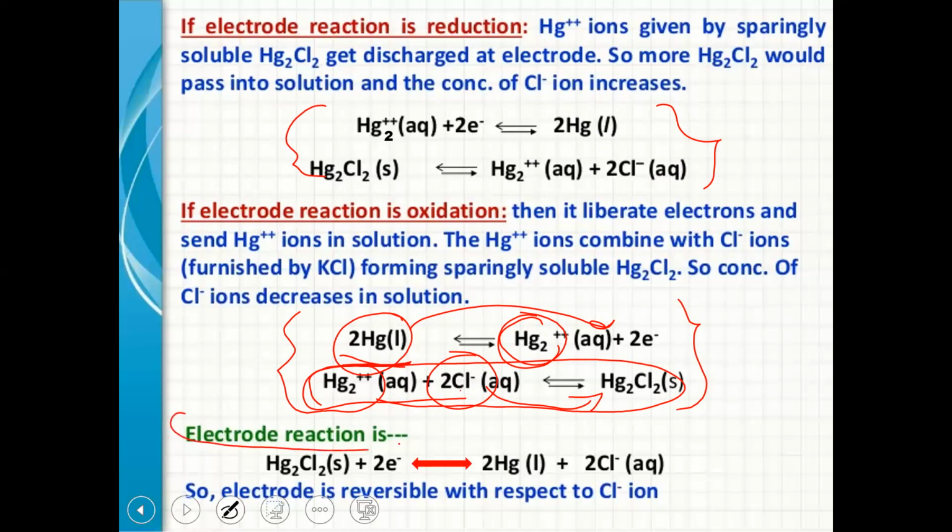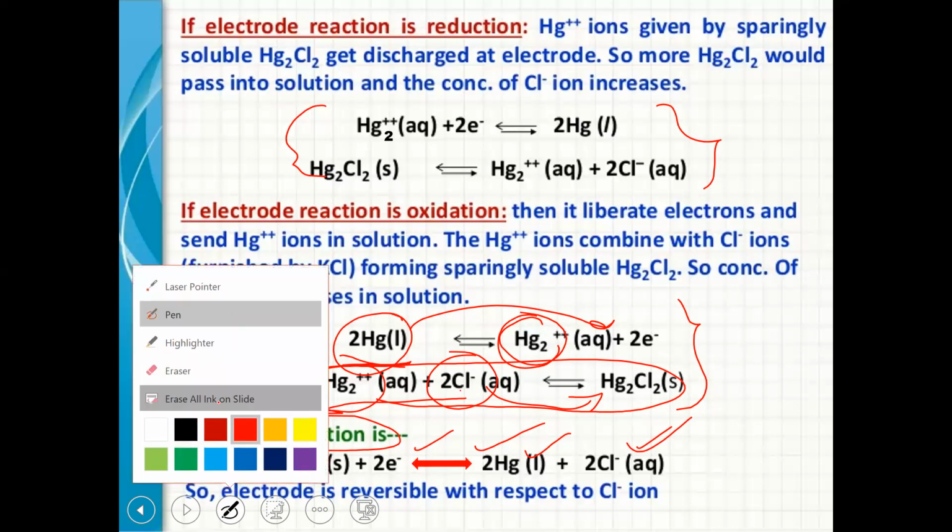See this one, the final electrode reaction: Hg2Cl2 plus 2 electrons gives rise to mercury plus 2 chloride ions. So this is the electrode reaction. If you observe these electrode reactions, the electrode is reversible with respect to chloride ions. With respect to chloride ions, it is a reversible reaction.